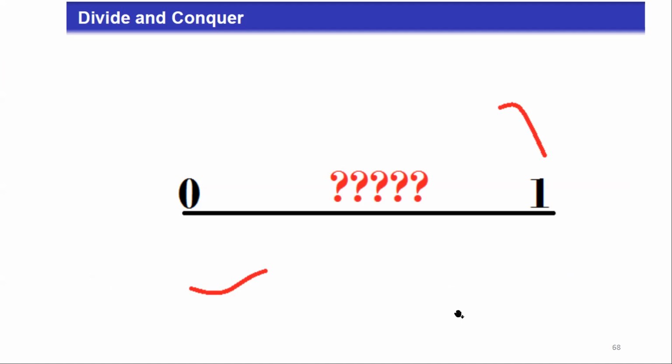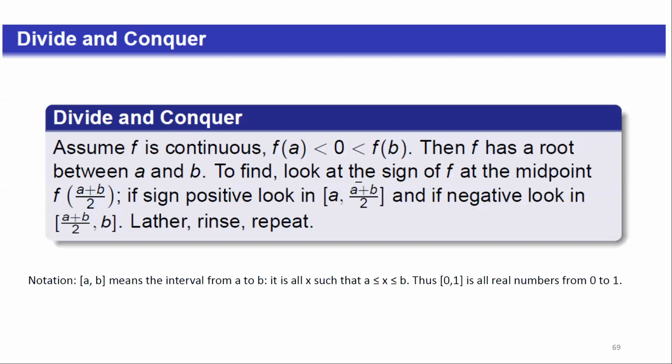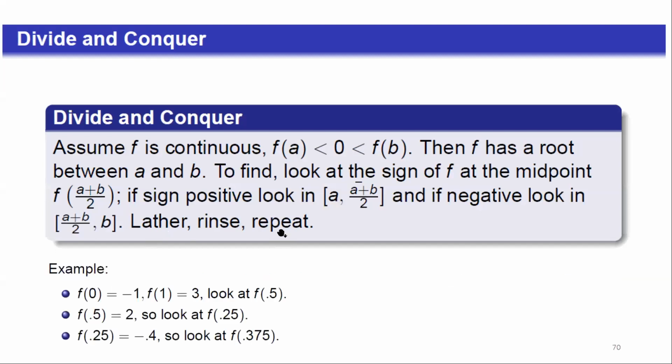It's possible the function could have many roots. It could go up, down, up. That's fine. We know there has to be at least one root. And then we do the shampoo method of mathematics. Lather, rinse, repeat. We just keep looking at smaller and smaller intervals.